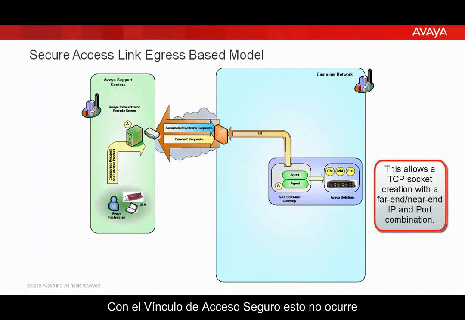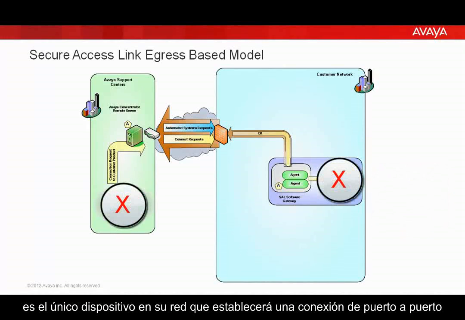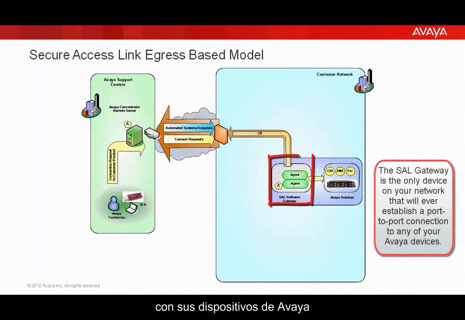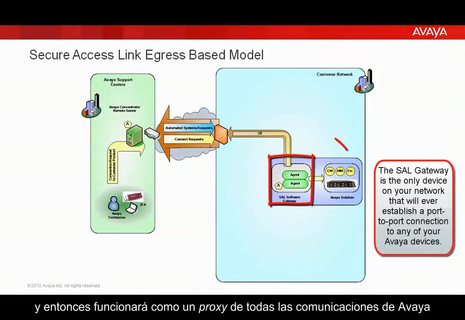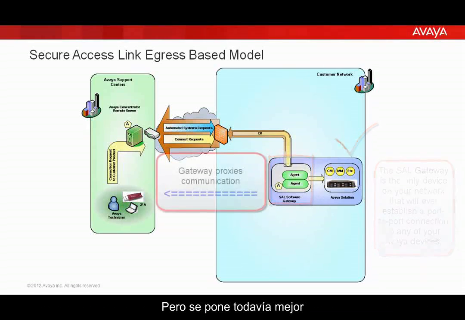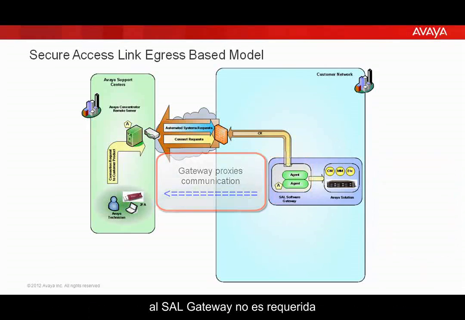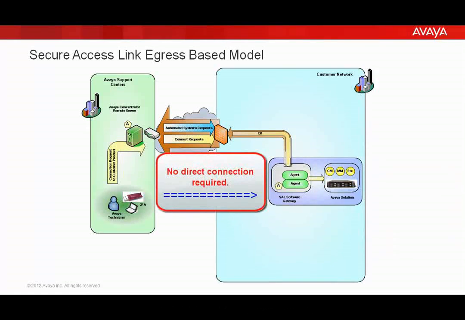With Secure Access Link, this does not occur. Rather, the Secure Access Link gateway is the only device on your network that will ever establish a port-to-port connection to your Avaya devices, and then proxy all communication back to Avaya for these given devices. But it gets even better, because it does so in a way that even a direct connection to the SAL gateway is not required. Let's now walk through how this works.